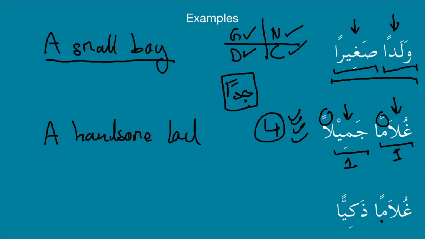Next, so we have ghulaman dhakiyan. So we almost have the same phrase here, actually. We have the word ghulam, and the word dhakiyan is the way that we're describing him. Okay? We're saying a boy, a dhaki, an intelligent or a clever boy. And obviously, again, they agree in number, they agree in case, they agree in gender, they agree in definiteness. So, you know, those are examples of 3 perfectly constructed phrases.